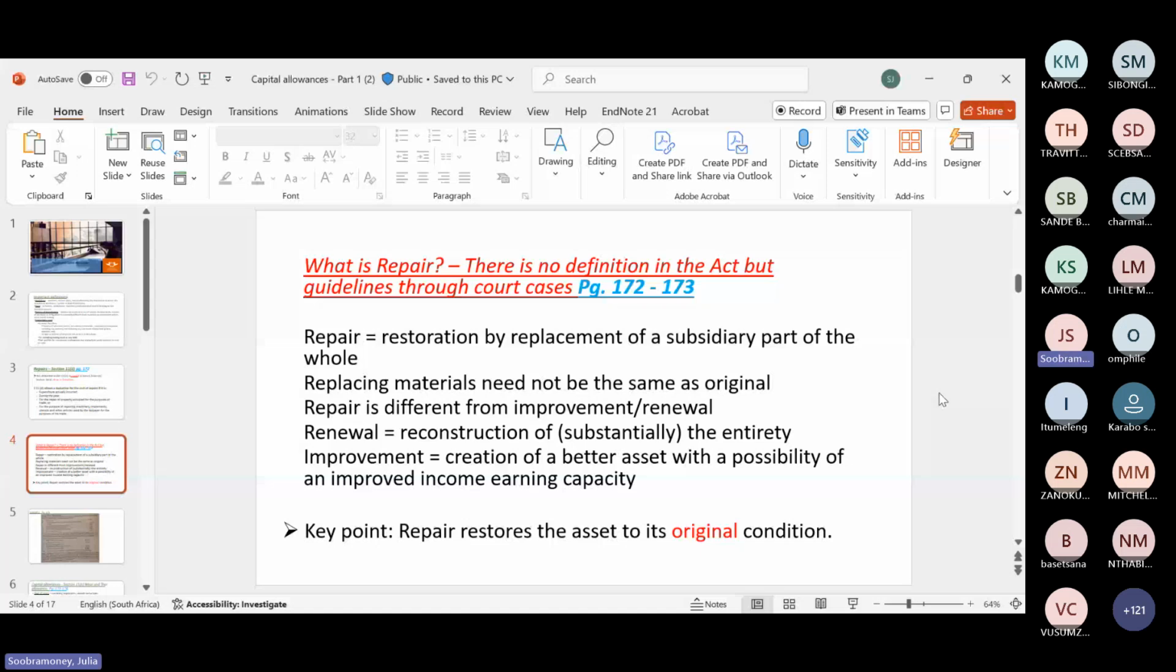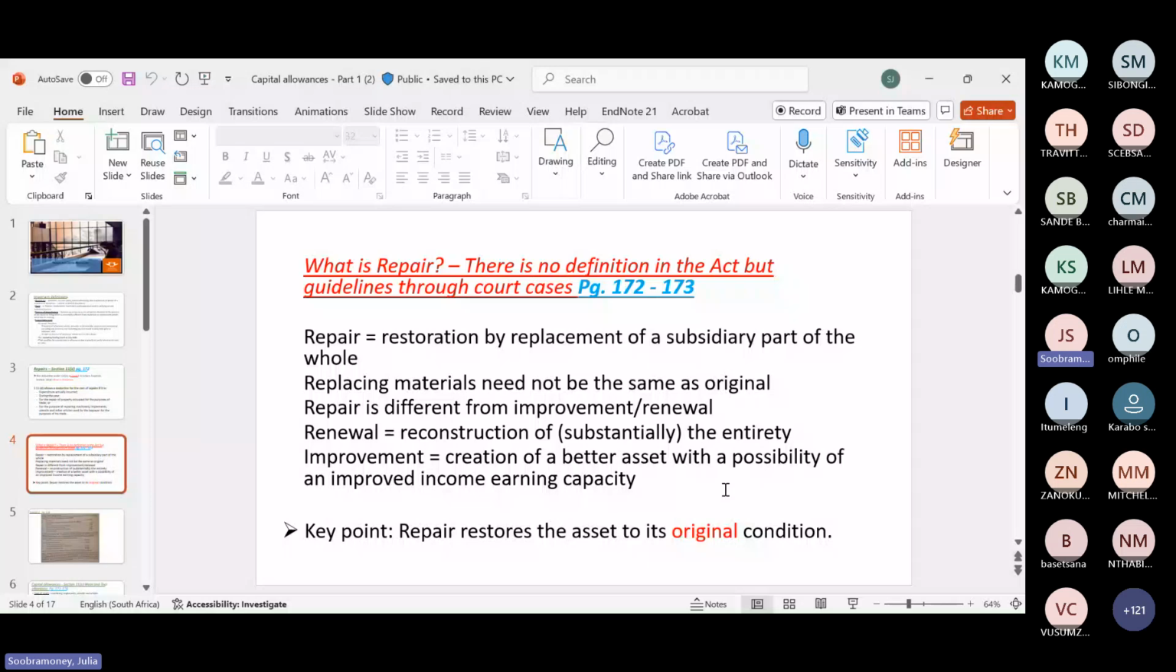Then it says a repair is different from an improvement or a renewal. A renewal is a reconstruction of basically the whole part. So maybe 70 to 80% of the whole machine is nearly repaired or reconstructed. That is seen as a renewal, not just a small repair. An improvement is the creation of a better asset with the possibility of an improved income earning capacity. Now, that is important. If I'm going to improve something, it's because I want a better working asset. It's because I want an asset that will produce, like maybe I'm making shoes. I wanted to produce more shoes in an hour. So I want it to work faster for me. I need to produce more income.